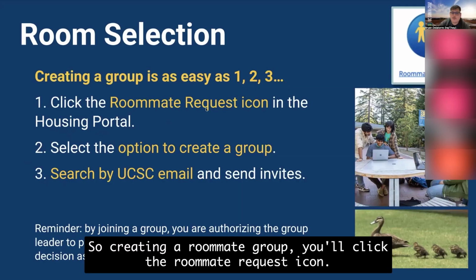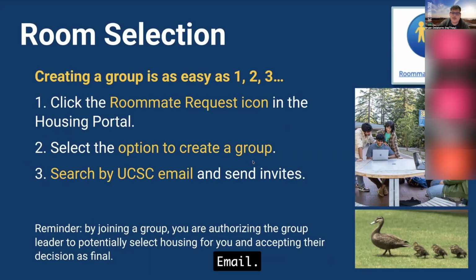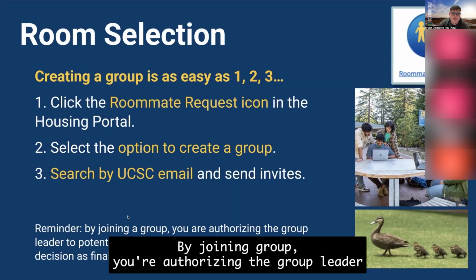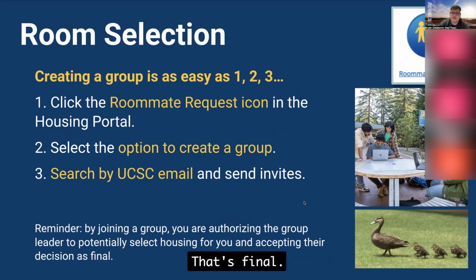So creating a roommate group, you'll click the roommate request icon, select the option to create a group, and search them by UCSC email. By joining a group, you're authorizing the group leader to potentially select housing for you and accepting their decision as final.